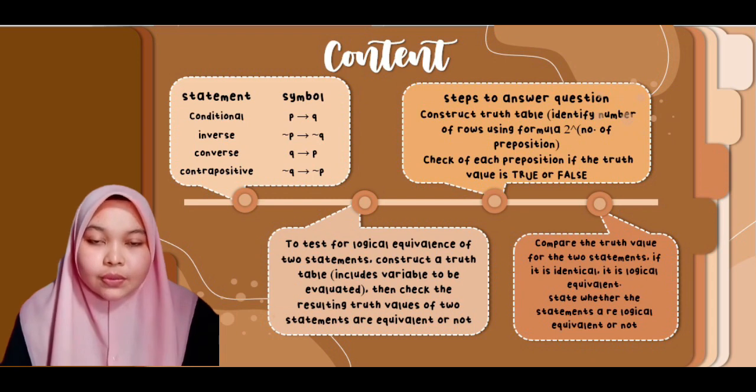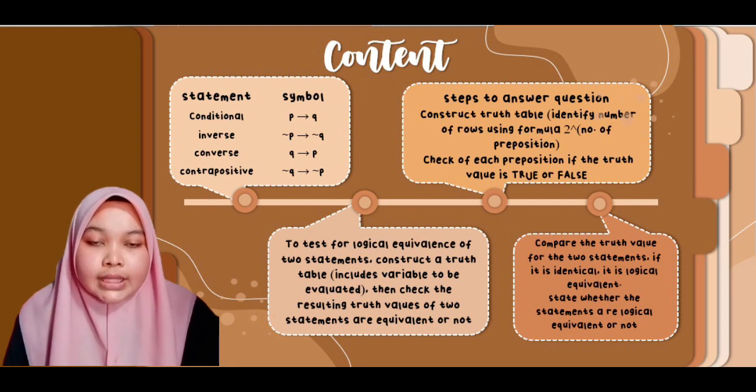For logical equivalence, we need to consider the conditional statement, or what we call the implication statement. For a conditional or implication statement, we use the symbol P implies Q. Next, for the inverse statement, we just need to add the negation symbol to both variables, and then we will get negation P implies negation Q.